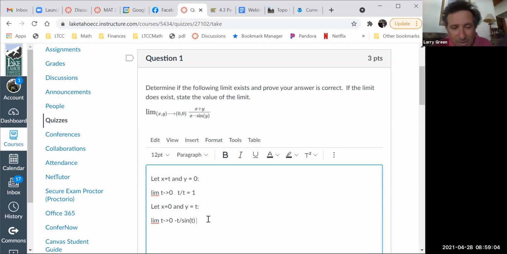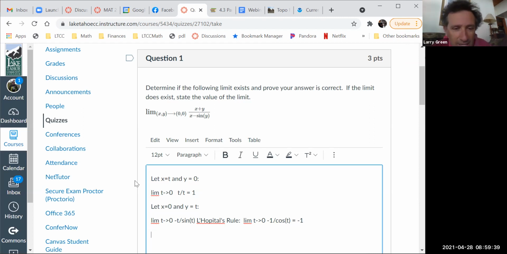The other way, let me do it the fancy way with L'Hopital's rule. If you use L'Hopital's rule, then we get the limit as t approaches 0 of -1 over the cosine of t, because, by the way, you plug in, you get 0 over 0, so that's why we can use it. And now cosine of 0 is 1. So we get -1 over 1, which is -1.